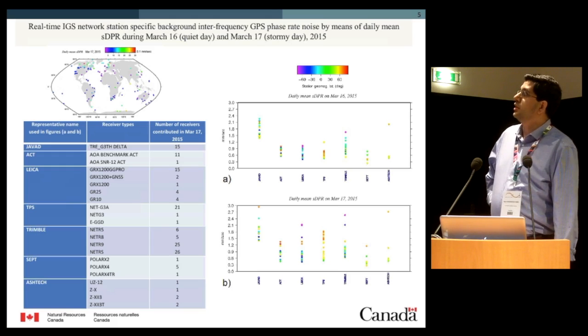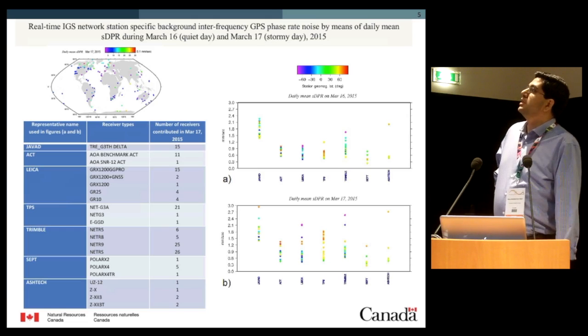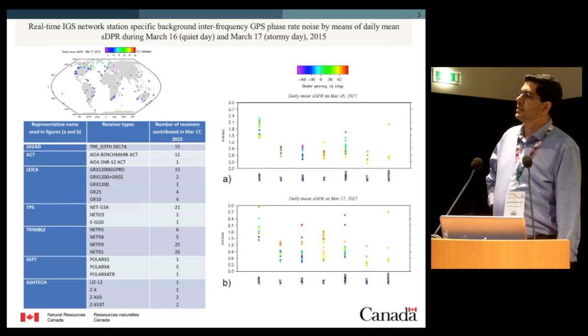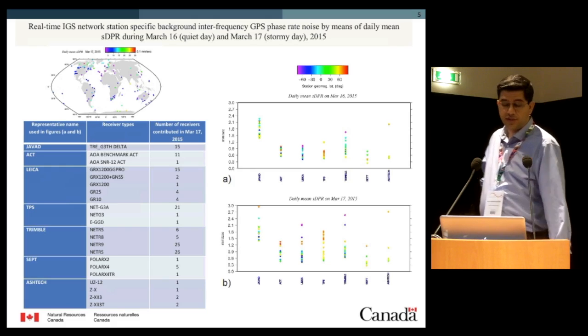Here, it is color-coded based on the location of the stations, or the geomagnetic latitudes of the stations. And on the horizontal axis are the receiver categories as mentioned in the left column of the table. So we had 7 categories of receivers.